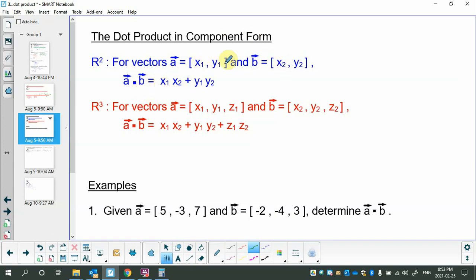the x components, multiply them, take the y components, multiply them, and add together in between. That is your second formula.